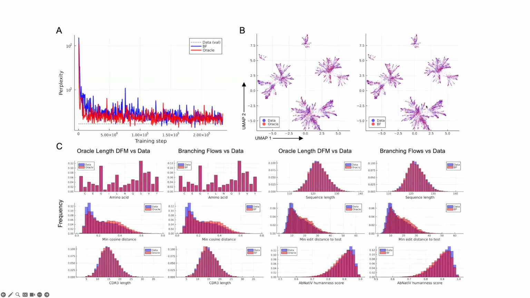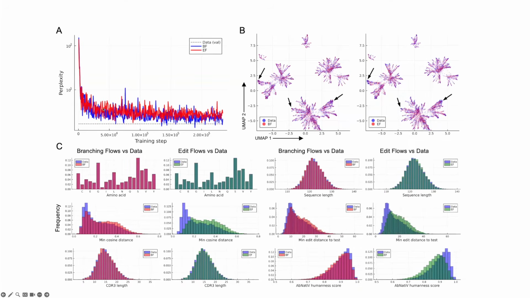The embeddings look very comparable. The statistics on all the one-dimensional quantities look very comparable. Basically, we learn the same thing as an oracle length model without having to tell the model what the length is. Comparing to edit flows, our perplexities hover a little bit lower than the edit flows perplexities.